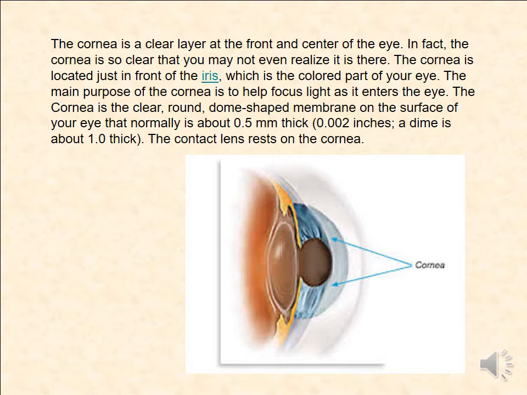The contact lens rests on the cornea. The cornea has no color in it; it is translucent. So we can enter the light through it without any problem, and it can focus this light through the pupil and onto the lens to make a clearer picture.